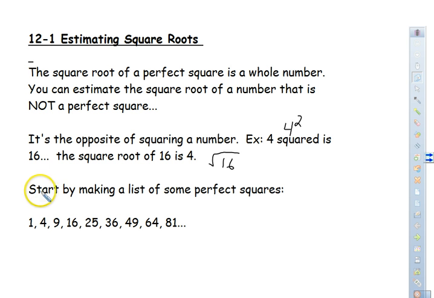The first thing you want to do is start by making a list of some perfect squares, and here's a few of them. This is 1 times 1. 4 would be 2 times 2. 9 would be 3 times 3. 16 is 4 times 4. 25 is 5 times 5. And so on to your 6's, this is 7, this is 8, and this is 9.